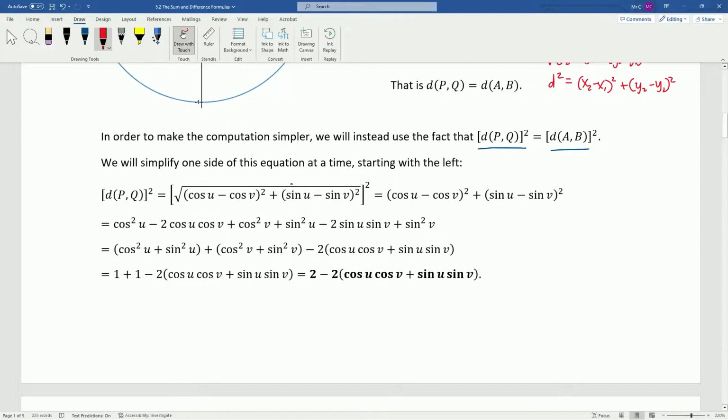Okay, so here we've got our square root squared of this thing. The square root and the square cancel, so this is really just cosine of u minus cosine of v squared plus sine of u minus sine of v squared. And when I multiply all of this out, this first term, cosine of u minus cosine of v squared, multiplies out to this: cosine squared of u, minus 2 cosine of u cosine of v, plus cosine squared of v.